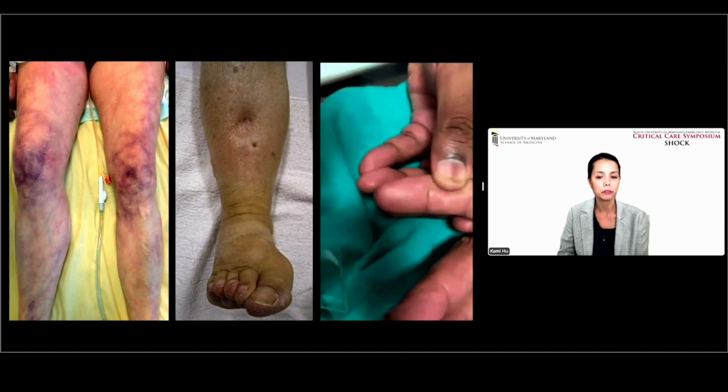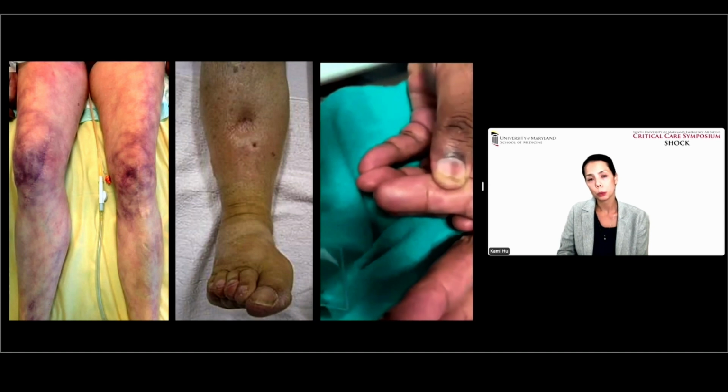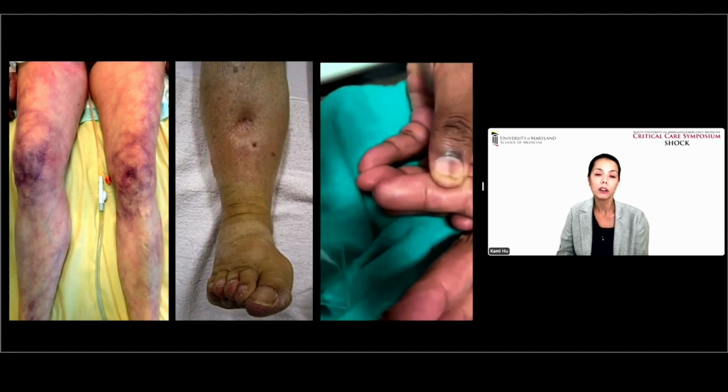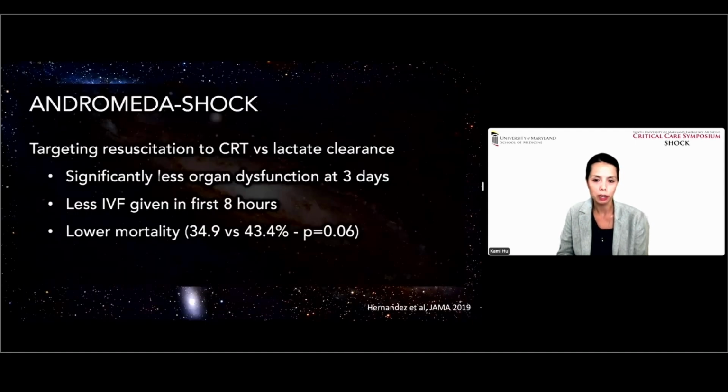What's their capillary refill? It's a very, very simple part of the exam. We know that it indicates poor perfusion, but not only does assessing it tell us that the patient is sick, it can also help guide our resus efforts, which brings us to the ANDROMEDA-SHOCK trial.